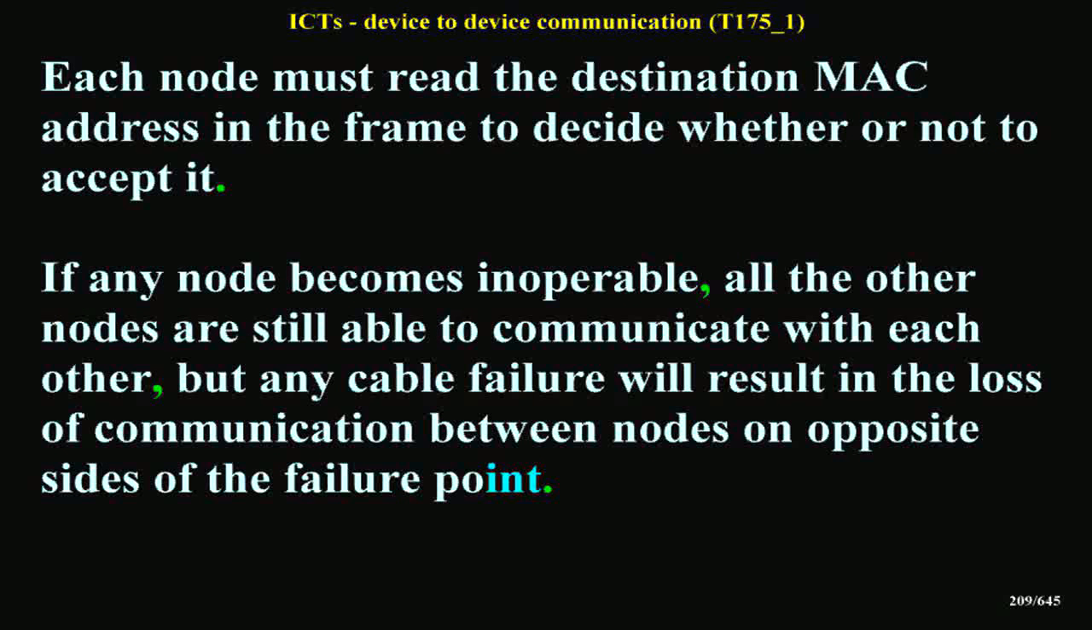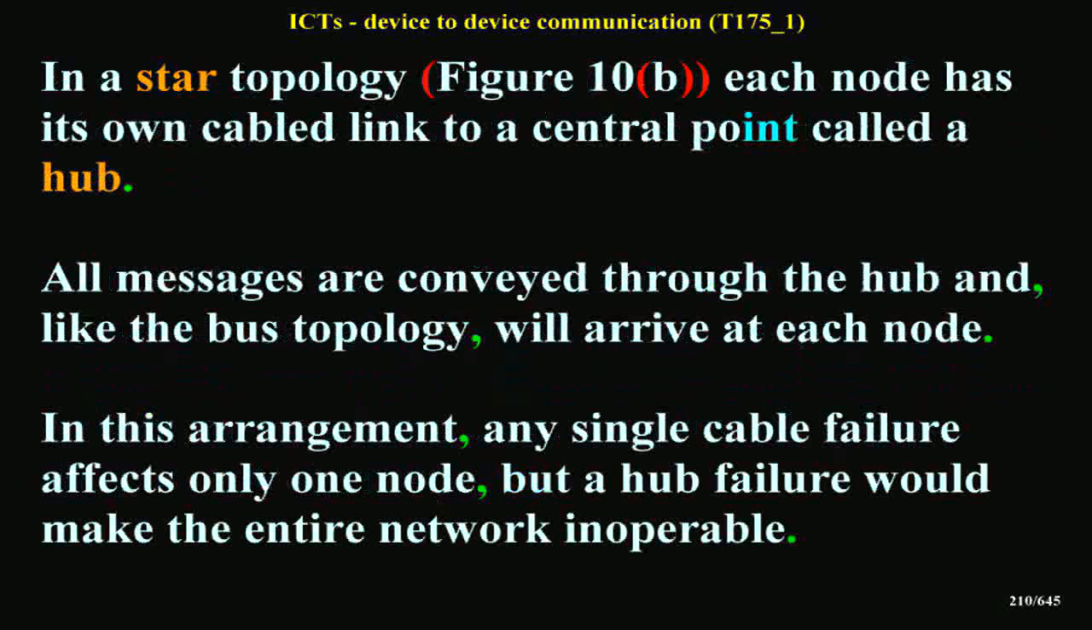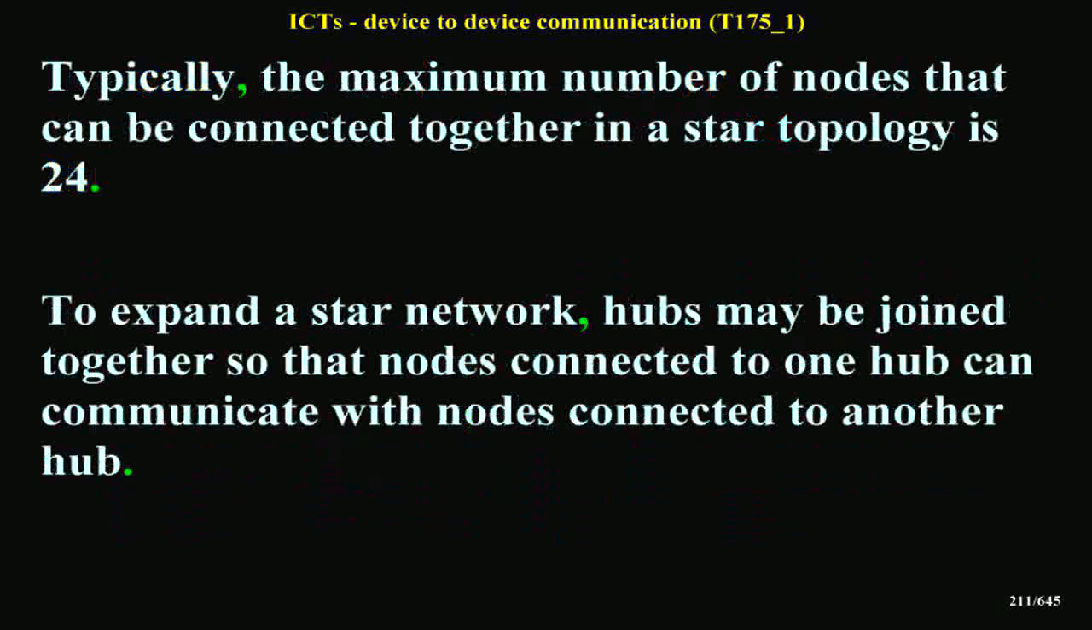If any node becomes inoperable, all the other nodes are still able to communicate with each other, but any cable failure will result in the loss of communication between nodes on opposite sides of the failure point. In a star topology (figure 10b), each node has its own cabled link to a central point called a hub. All messages are conveyed through the hub and, like the bus topology, will arrive at each node. In this arrangement, any single cable failure affects only one node, but a hub failure would make the entire network inoperable. Typically, the maximum number of nodes that can be connected together in a star topology is 24.